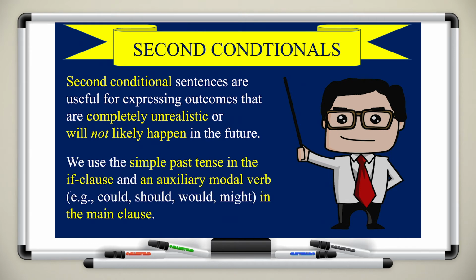For the if clause, we use the simple past. Not the simple present, we use the simple past. And in the main clause, we use a modal verb, either could or should or would or might. But most likely you will be using would, okay? So you have would and the verb in the base form, okay?